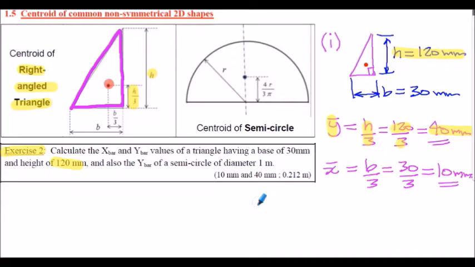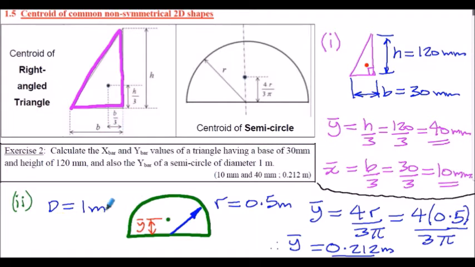We're also told in the question that the base of the triangle is 30 millimeters. So given the base, we know that the centroid is b upon 3 from the vertical edge of the triangle. So our x bar dimension is b divided by 3, that's 30 divided by 3, so 10 millimeters in this particular case.